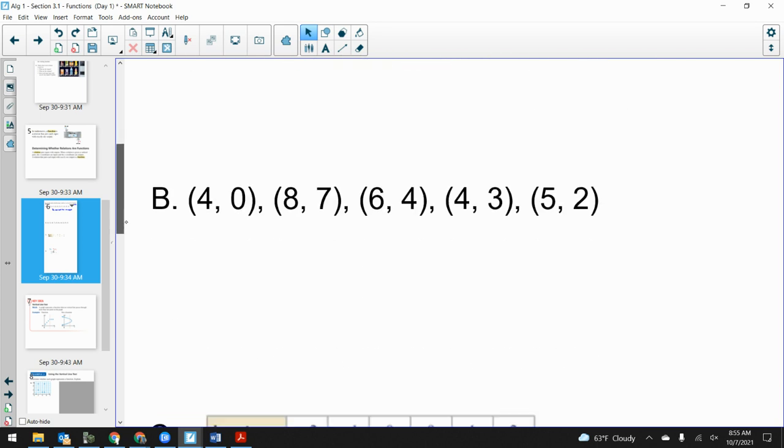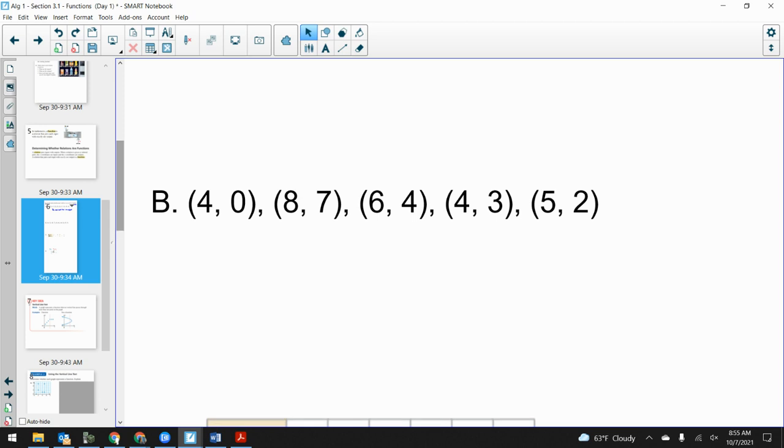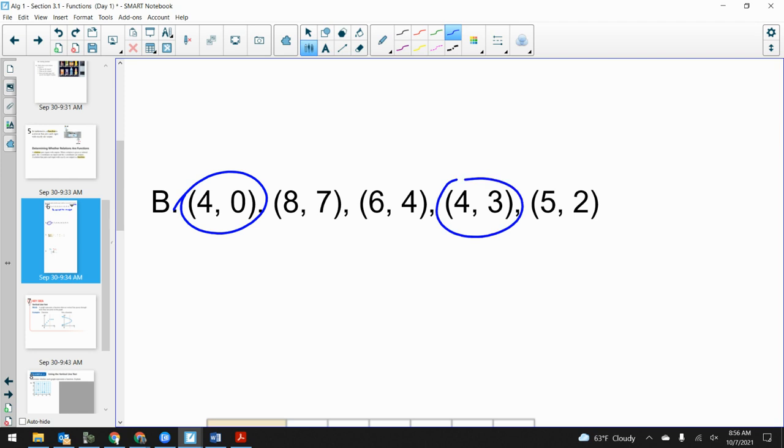Like, for example, take a look at this one here. Take a look at example B. Is this a function? No. Why not? I hear a lot more no's than yeses. Why not? What makes it not a function? Or the times that it's different outputs. Very good.